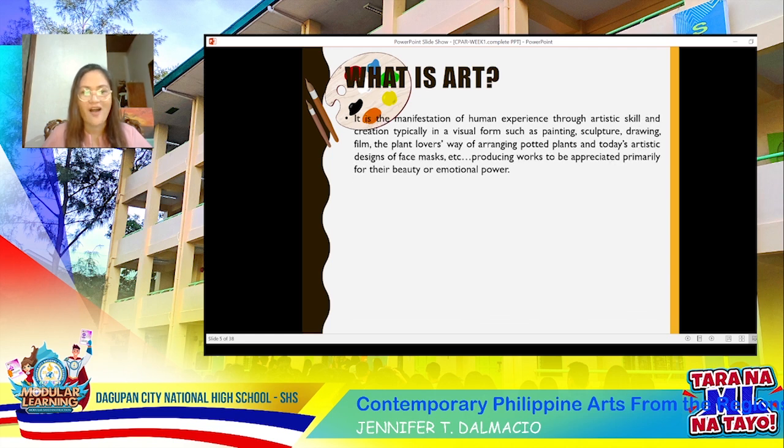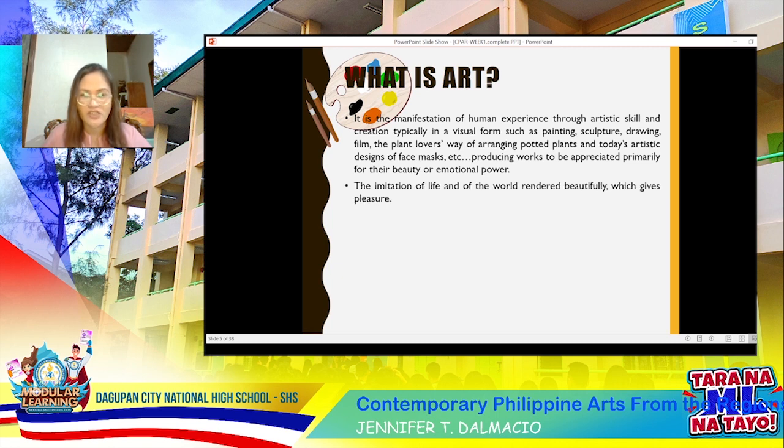You are right. Art is the manifestation of human experience through artistic skill and creation, typically in a visual form such as painting, Kyokoks' The Fisherman at Sea, sculpture, Guillermo Tolentino's The Oblation, drawing, film, Lino Brocka's Tinimbang Ka Ngunit Kulang, the plant lovers or the plantitos and plantitas way of arranging potted plants, and today's artistic designs of face masks, and a lot more, producing works to be appreciated primarily for their beauty or emotional power.